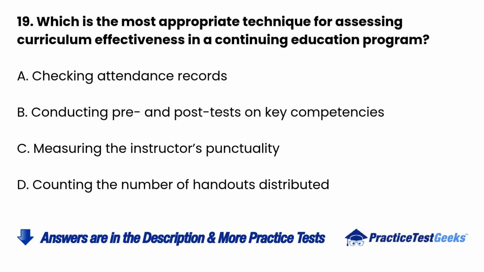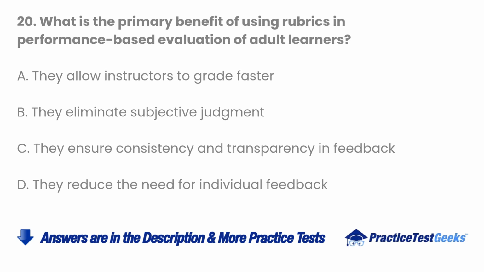19. Which is the most appropriate technique for assessing curriculum effectiveness in a continuing education program? A. Checking attendance records. B. Conducting pre- and post-tests on key competencies. C. Measuring the instructor's punctuality. D. Counting the number of handouts distributed.